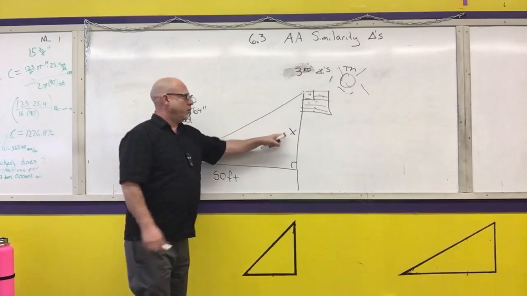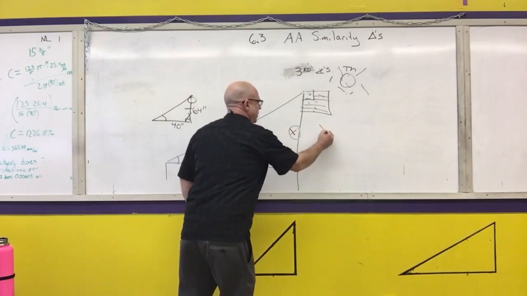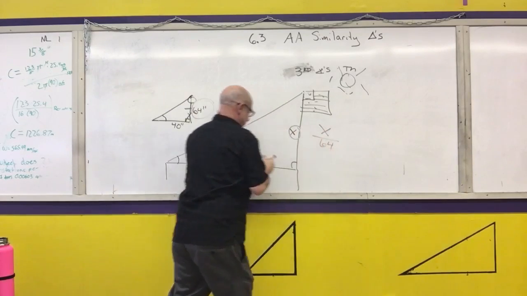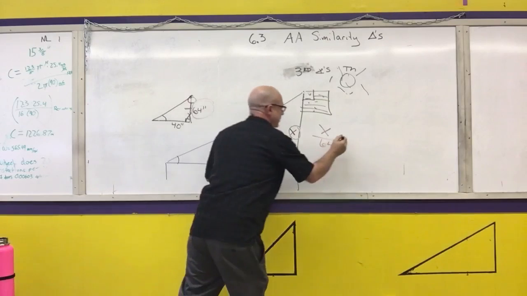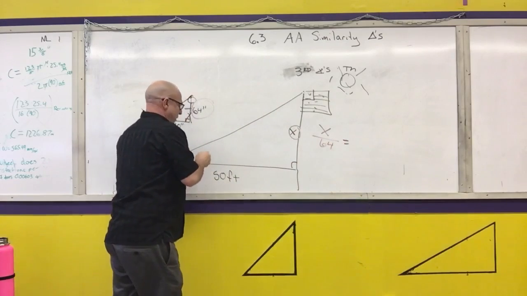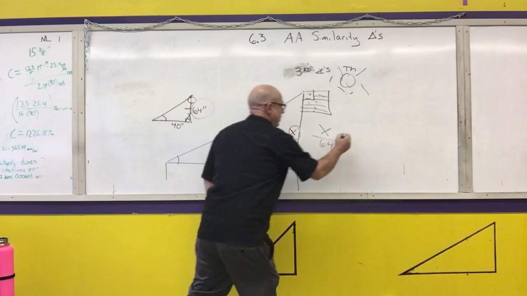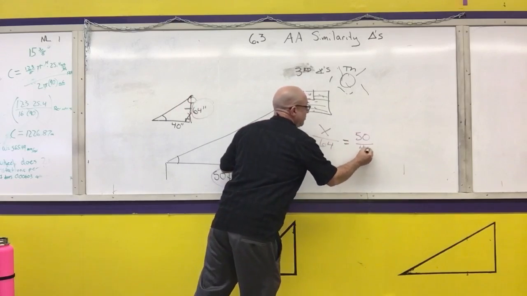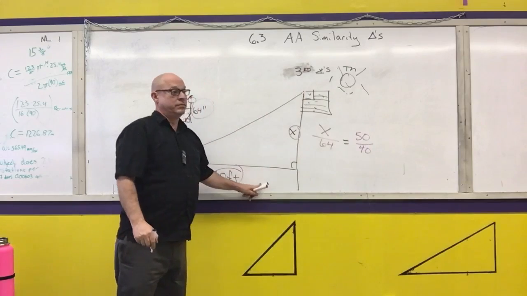Okay. I'm going to do right over right equals the bottom one over 40.